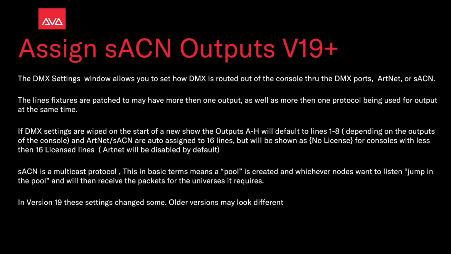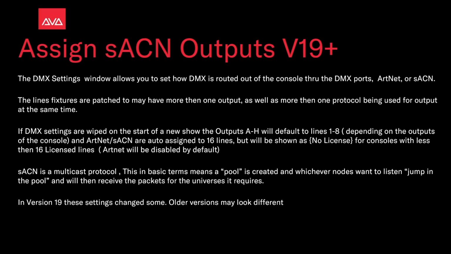The unit setting window allows you to set how DMX is routed out of the console to DMX ports, ArtNet, or streaming ACN. The lines fixtures are patched to may have more than one output, as well as more than one protocol being used for that output at the same time. If DMX settings are wiped on the start of a new show, the outputs A through H will default to lines 1 through 8, depending on the number of outputs on the console, and ArtNet and streaming ACN are auto-assigned to 16 lines, but will be shown as no license for consoles with less than 16 licensed lines. ArtNet will be disabled by default.